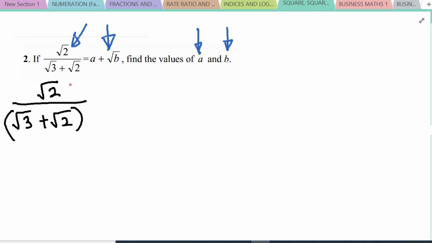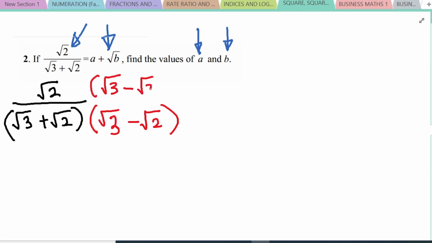So we rationalize the denominator by multiplying the numerator and denominator by the conjugate. So that is 3 minus the square root of 2. You do that on top and on bottom. Root of 3 minus root of 2, like that. So from there, this is going to be equal to, we multiply.